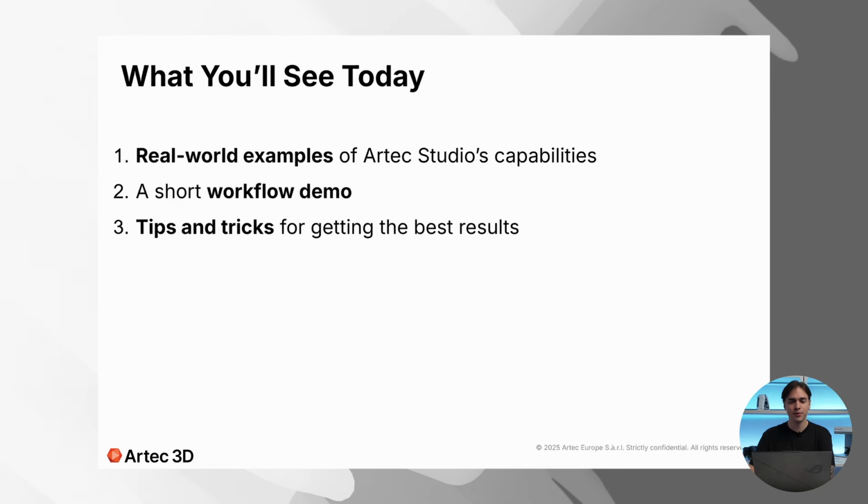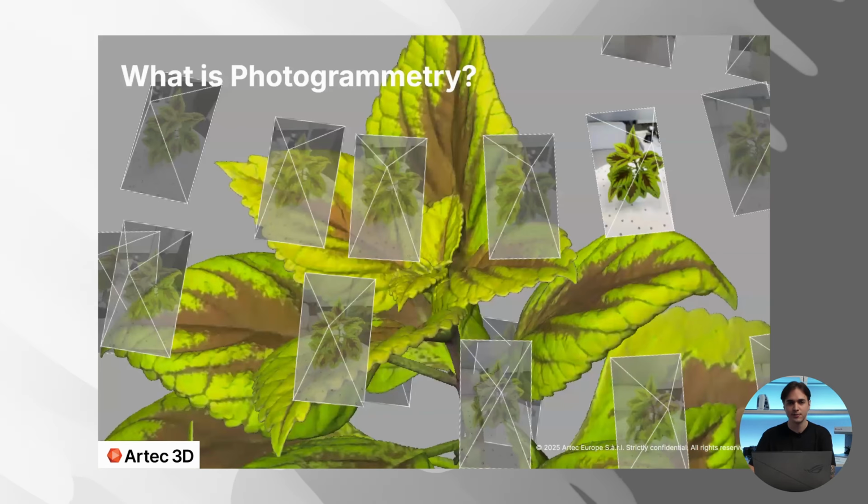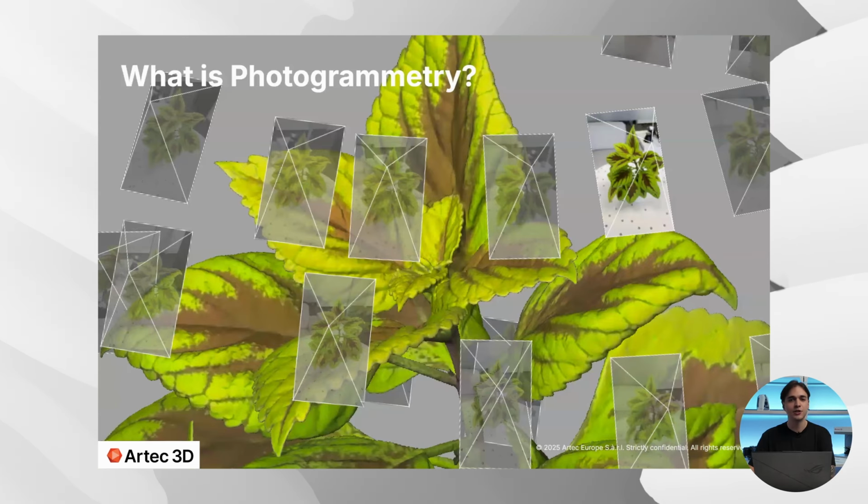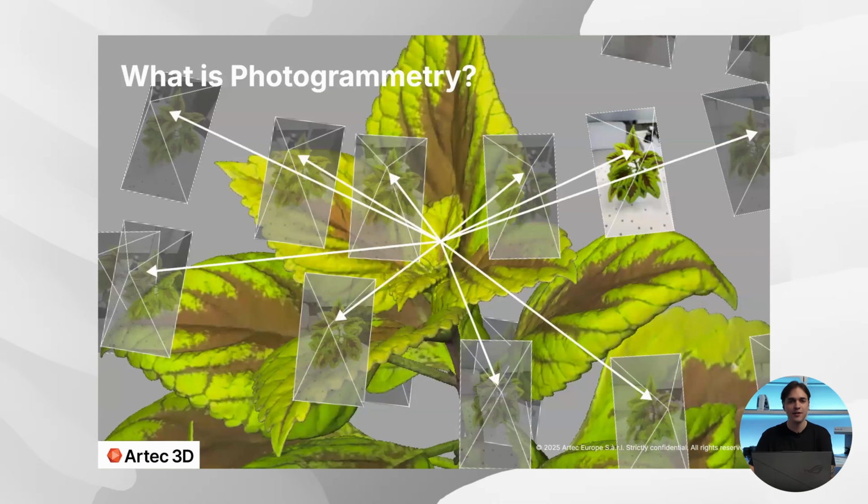So before we jump into examples, let's spend a minute and talk about photogrammetry, the technology that is actually used in our software for generating the 3D models. Originally, photogrammetry is a science and technology of obtaining reliable information and measurements from imagery. Today, this concept has evolved dramatically.